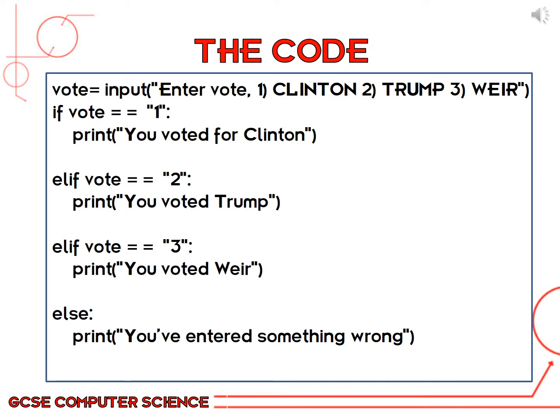The code in Python would look something like this. So you've got your variable set up called vote. You're setting it as an input, and then you're asking the user to choose either 1 for Clinton, 2 for Trump, or 3 for Weir. If they type in the number 1, then if vote is equal to 1, you're going to print you voted for Clinton. If they put 2, then they're going to put Trump. If they put 3, it's going to say Weir. If they type in anything apart from 1, 2, or 3, it's going to say you've entered something wrong.